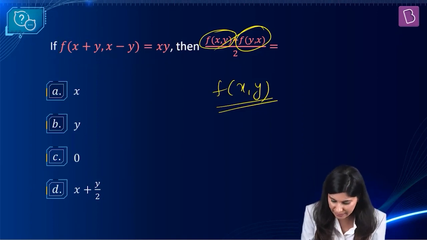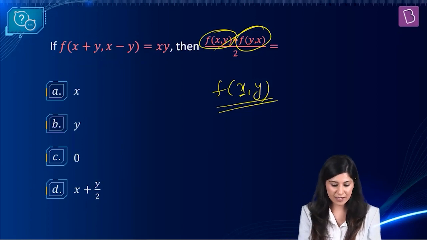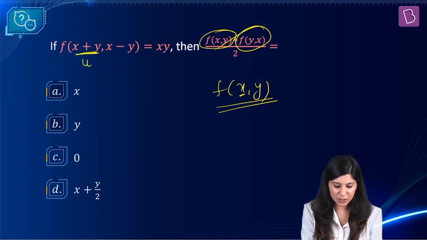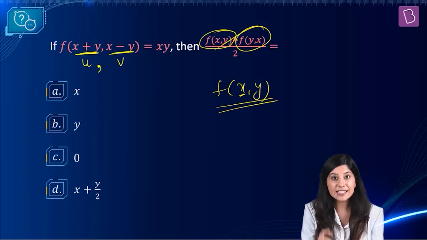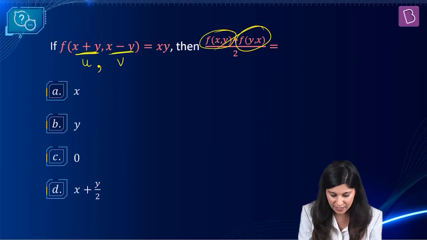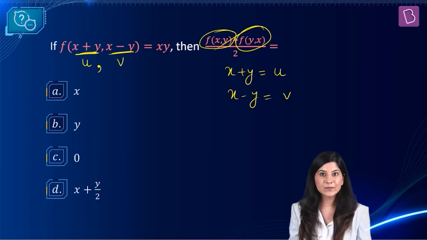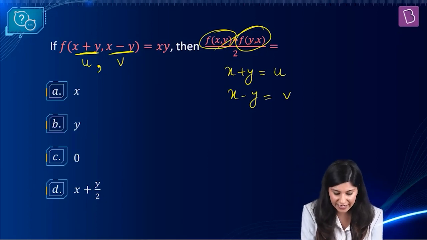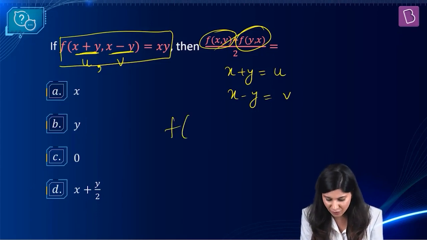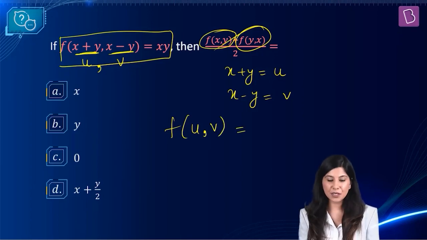So basically, you see that we have a single variable over here, then comma another variable. So what we will do is we'll put this x plus y as a single variable u and x minus y as another single variable v. That means we have x plus y equal to u and x minus y equal to v. So the left hand side will completely transform to f of u comma v, that is equal to what?